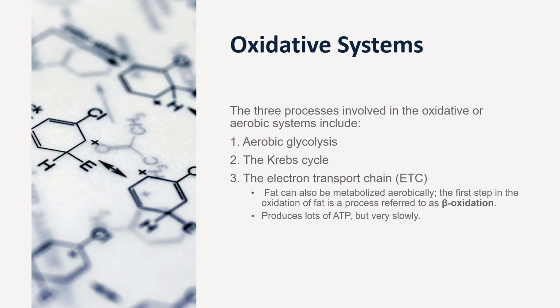The electron transport chain is a series of protein complexes embedded in the inner mitochondrial membrane. It is responsible for the final step of aerobic energy production, which is the conversion of the energy stored in NADH and FADH2 into ATP.